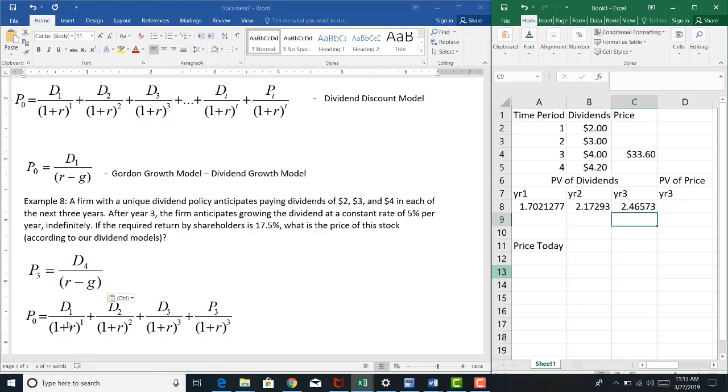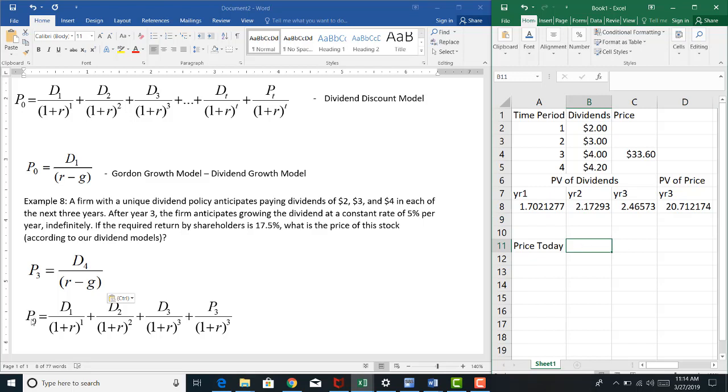Okay, so I've taken care of the present value of D1, of D2, and of D3. Now I have to take the present value of the price in year 3, which was obtained using the dividend growth model. So I'm going to say this equals the price in year 3 divided by 1 plus R, 1.175 raised to the power of 3. Right? I'm just following this formula here. And I get a present value of this price in year 0 of $20.71.